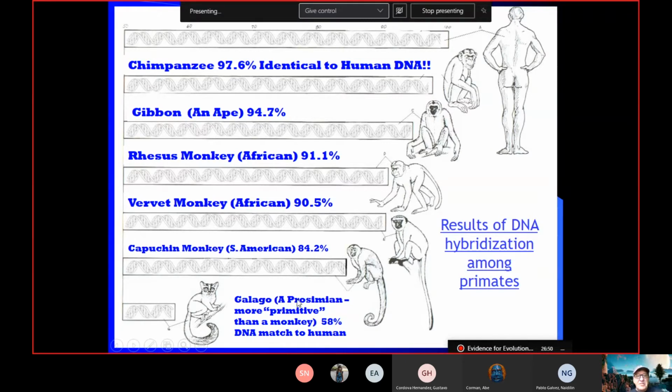Here's another primate called a galago. It is more primitive than a monkey, and it only has 58% of the same DNA as we do. So the less closely related you are, the less your DNA matches. And that's what we mean by DNA hybridization.